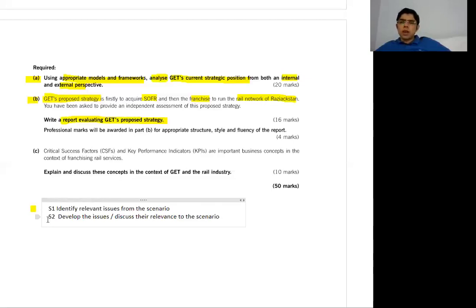So you would be talking about customer attraction. For example, you can attract more customers towards your business. You can have more customers. You can add on to your market share, which can help you with market penetration. So that's basically how you develop the identified issue. So you would be doing these 2 steps for both part A and part B.